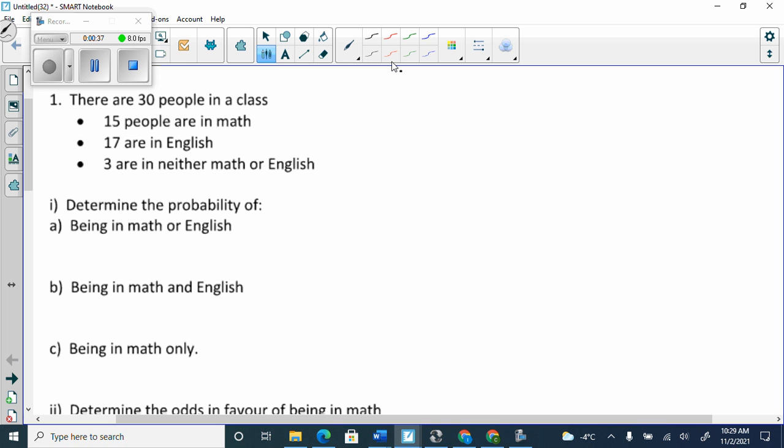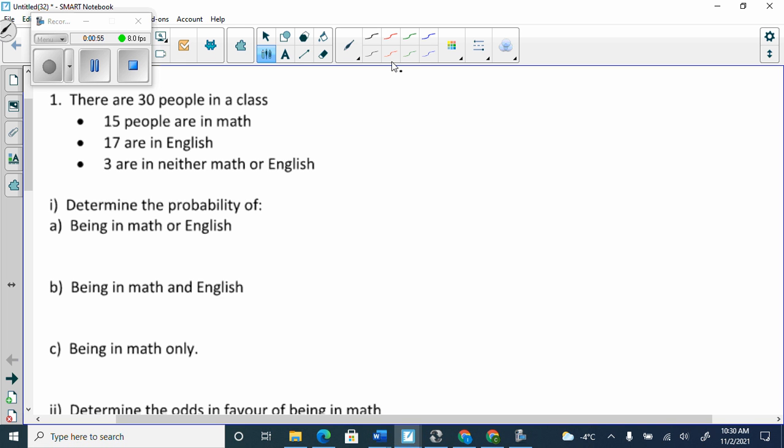Okay, there are 30 people in class. 15 are in math, 17 are in English, 30 are in neither math or English. That screams Venn diagram, doesn't it? Okay. So we would go, hey, I don't know the middle, but I do know math, I know English separately, and I know neither, and I know total.